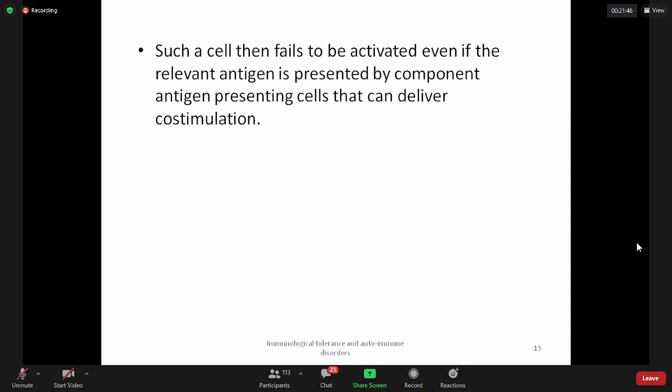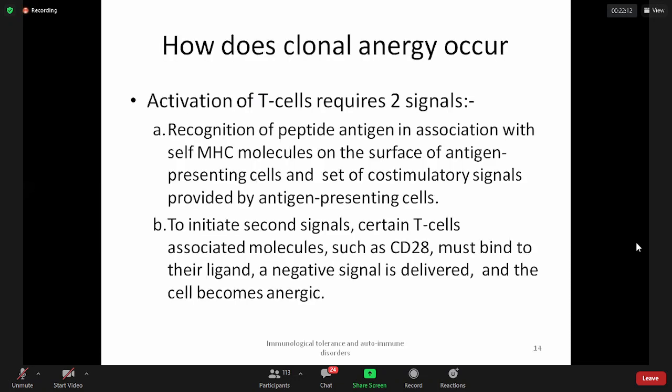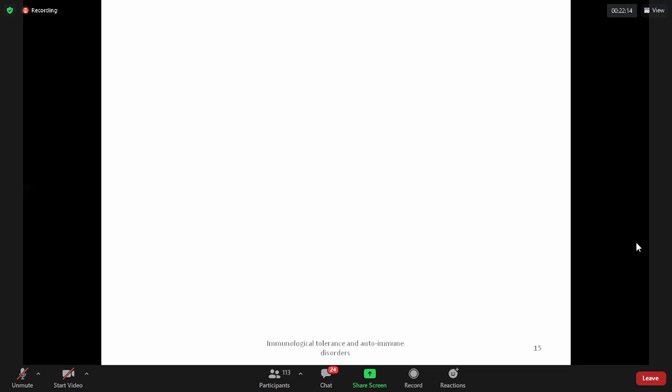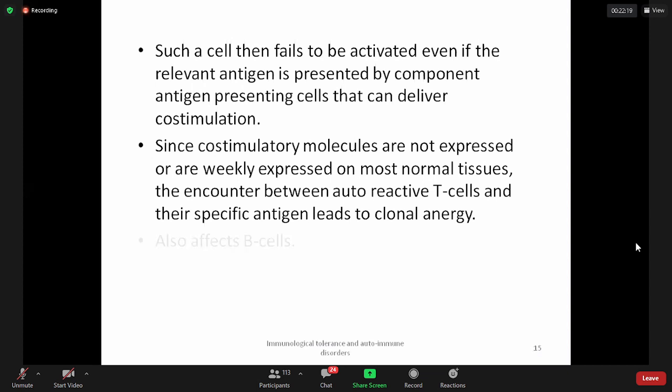So such a cell then fails to be activated, even if the relevant antigen is presented by competent antigen presenting cells, and we have a co-stimulation. So the failure of this T cell to respond is what we call anergy. And anergy is because the co-stimulation is by CD28. So CD28 induces anergy, and this only happens if we have a safe MHC.